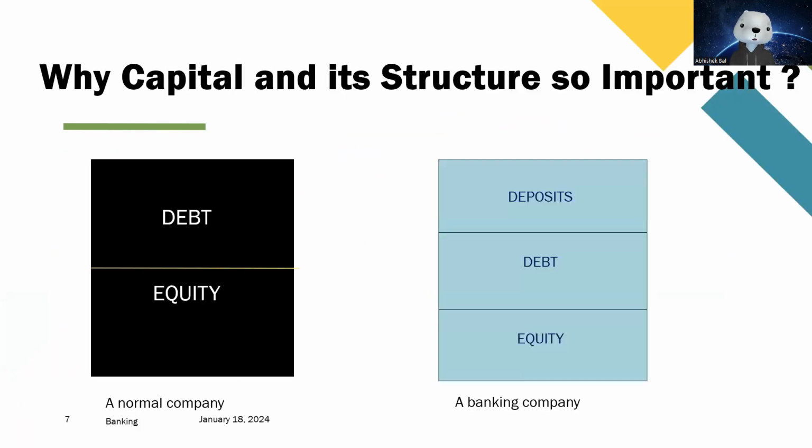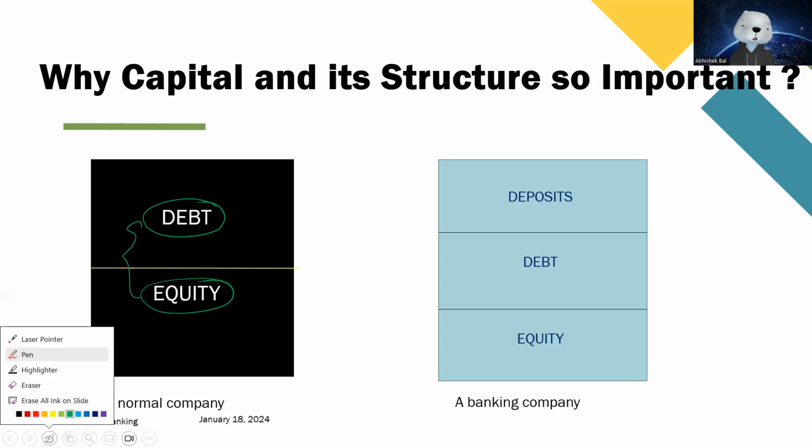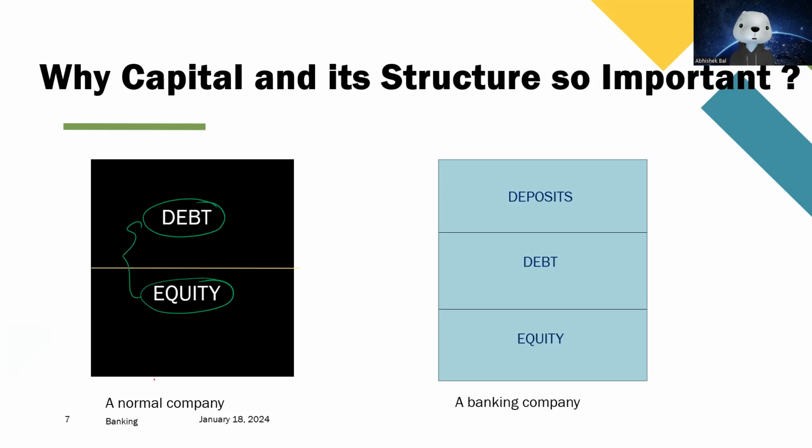Now, before we move in a little deeper, let's understand why, as far as the bank is concerned, the capital and its structure is so important. If we look at a normal company, it would have debt on its balance sheet. It will have equity on its balance sheet as well. These two obviously form part and parcel of the capital structure. Is that the same with the bank? The answer is both yes and no.